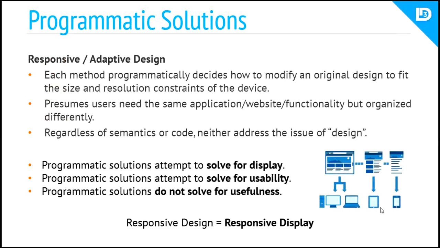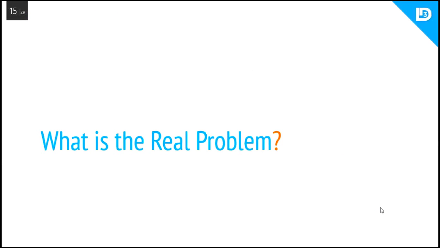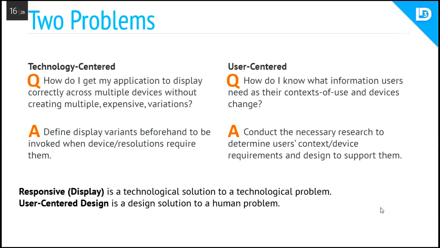And I want to spend a moment talking about that because that issue there gets to the real underlying problem of users needing multiple devices in multiple environments to accomplish perhaps different tasks. So what is the real problem here? What I would suggest to you is that the real problem is that there are, in fact, two problems.